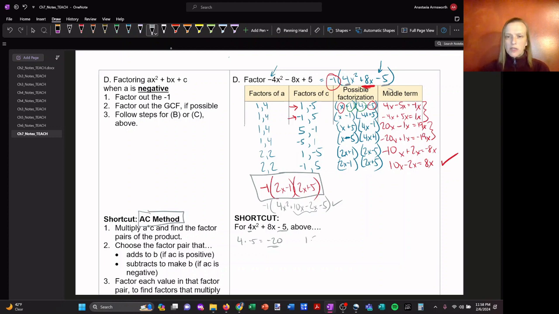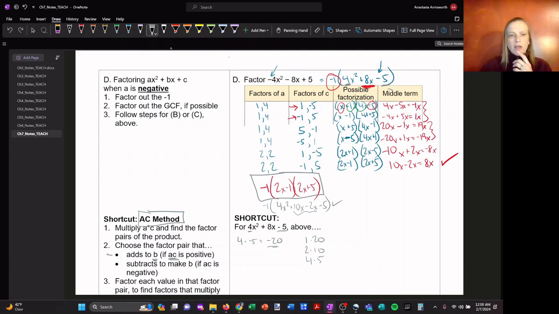So I could have 1 times 20. I could have 2 times 10, 3 doesn't work, 4 works, 4 times 5. And now my numbers are approximately equal, so I can't come up with any more factors. So what I want to do is look at these factor pairs and choose the factor pair where when I subtract the numbers from each other, I get the B value.